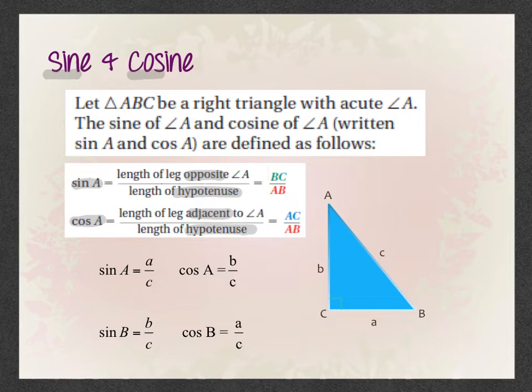So in the diagram that's here, if I'm looking at A, angle A is up here. The sine would be opposite, which is A, over hypotenuse, which the hypotenuse of that triangle is always going to be C. Cosine of A would be adjacent, which is B, over hypotenuse, which is C. And then sine of B, opposite B is B, hypotenuse is C. Cosine of B, adjacent to B is A, hypotenuse is still C.